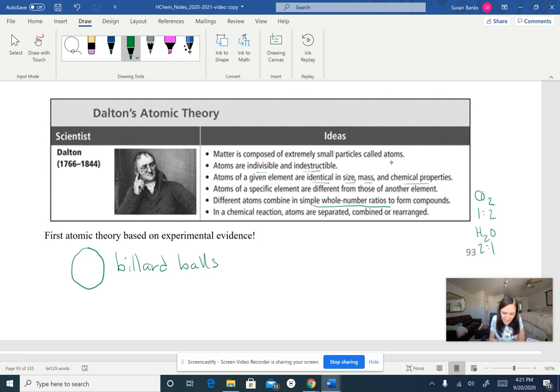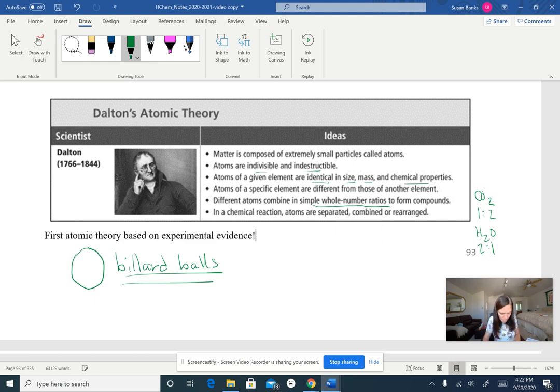In a chemical reaction, atoms are separated, combined, or rearranged, but they are not destroyed. So he still used Antoine Lavoisier's idea of separated, combined, rearranged, but not being destroyed. So this is what we call the billiard ball theory of atomic theory.